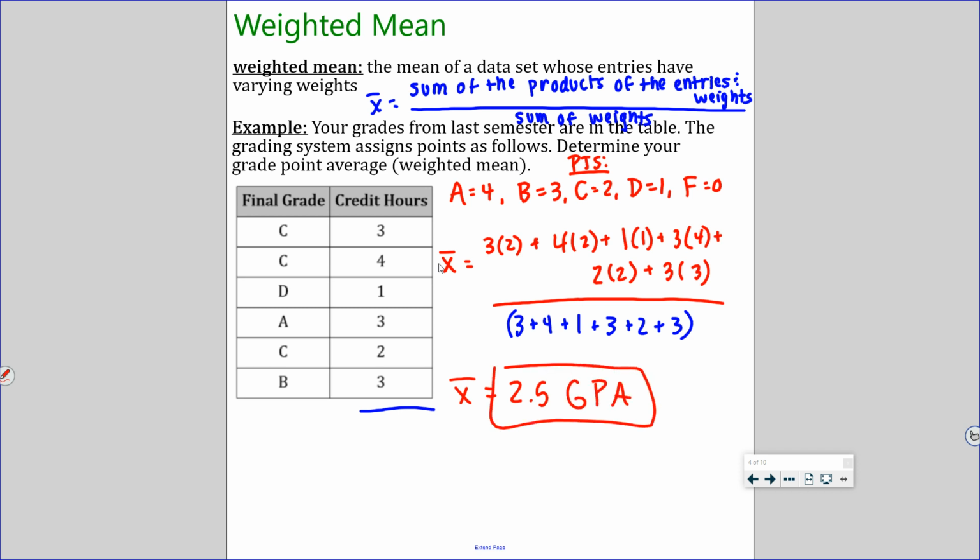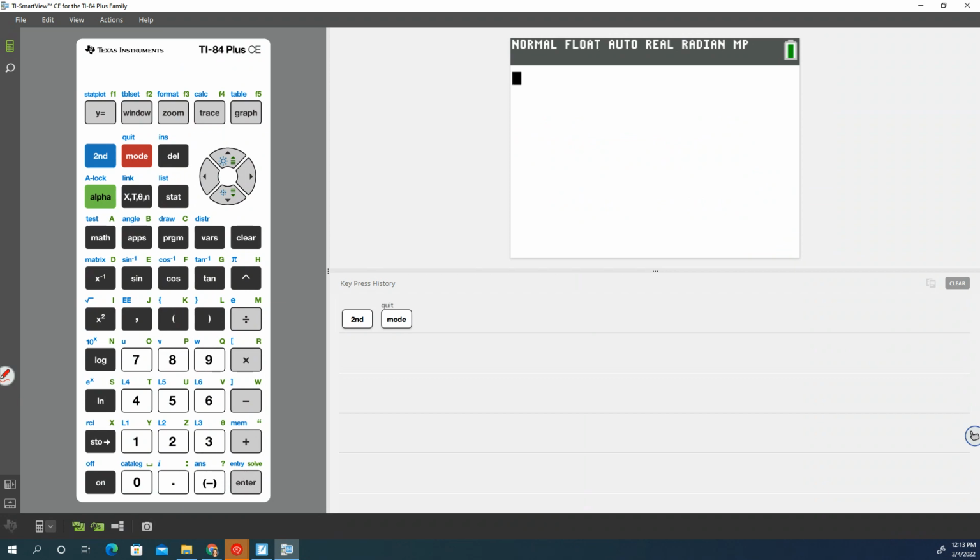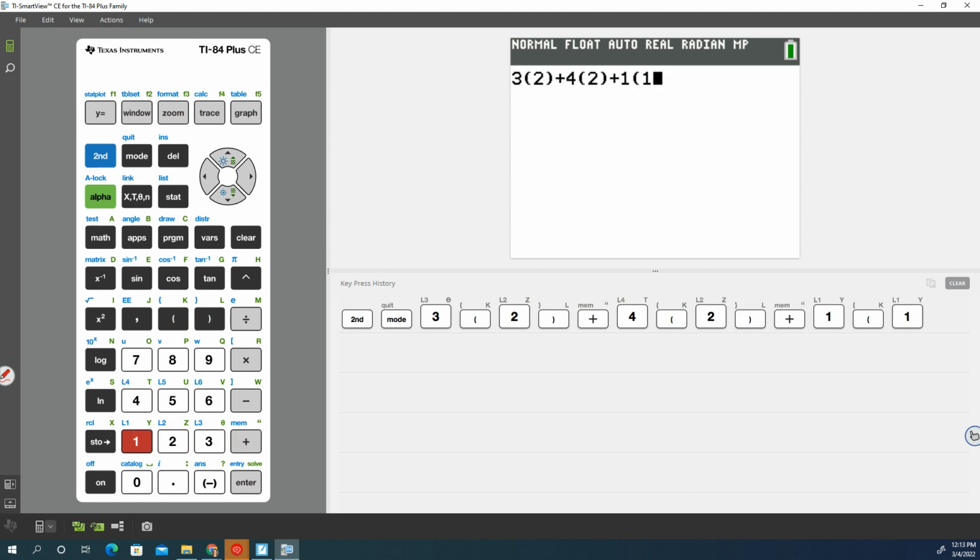So obviously when you do this math, you have to find this sum first. I should have brought my calculator here. We can do it quick. Let's do 3 times 2 plus 4 times 2 plus 1 times 1. I know obviously you can do a lot of this in your head, but add up all these first.